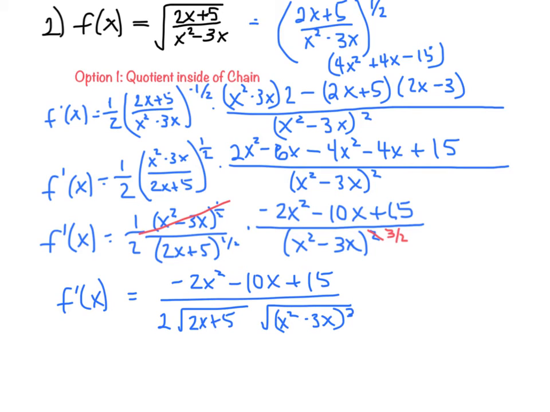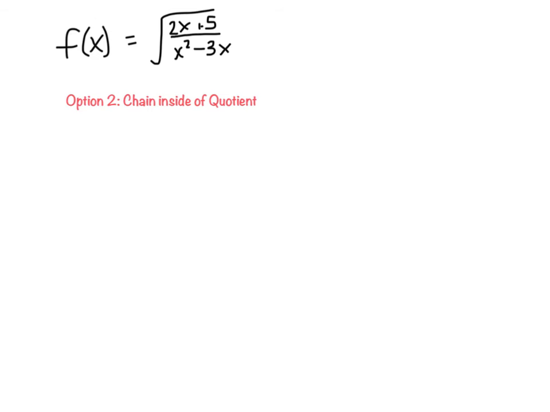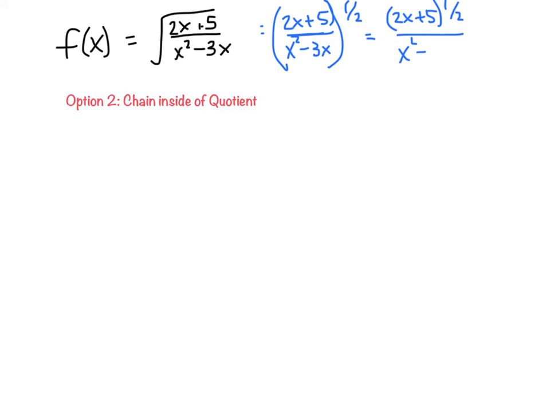Now, like I said, we're going to go ahead and do this 2 ways. So here's the second way. Option 2 asks us to do the chain inside the quotient. What do I mean by that? Well, now I'm going to rewrite this up here. And as we said before, we still have 2x plus 5 over x squared minus 3x, all to the 1/2. But I want to use that idea that when you have a fraction raised to an exponent, I want to pass that exponent out first. So 2x plus 5 to the 1/2 over x squared minus 3x to the 1/2.